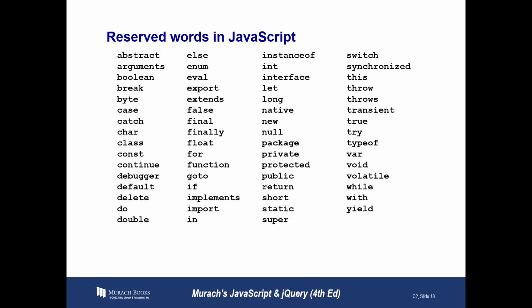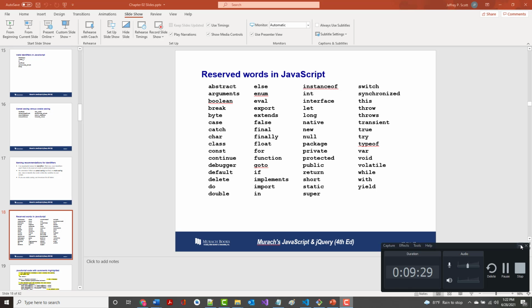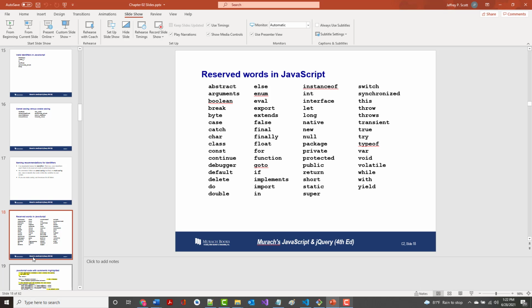Here are the reserved words. It looks like there's about 63 of them if I count it right. So in other words, I can't create my own variable and call it for, F-O-R, or null, etc. These words have a special meaning to the JavaScript system, and they can only be used in a certain type of context.